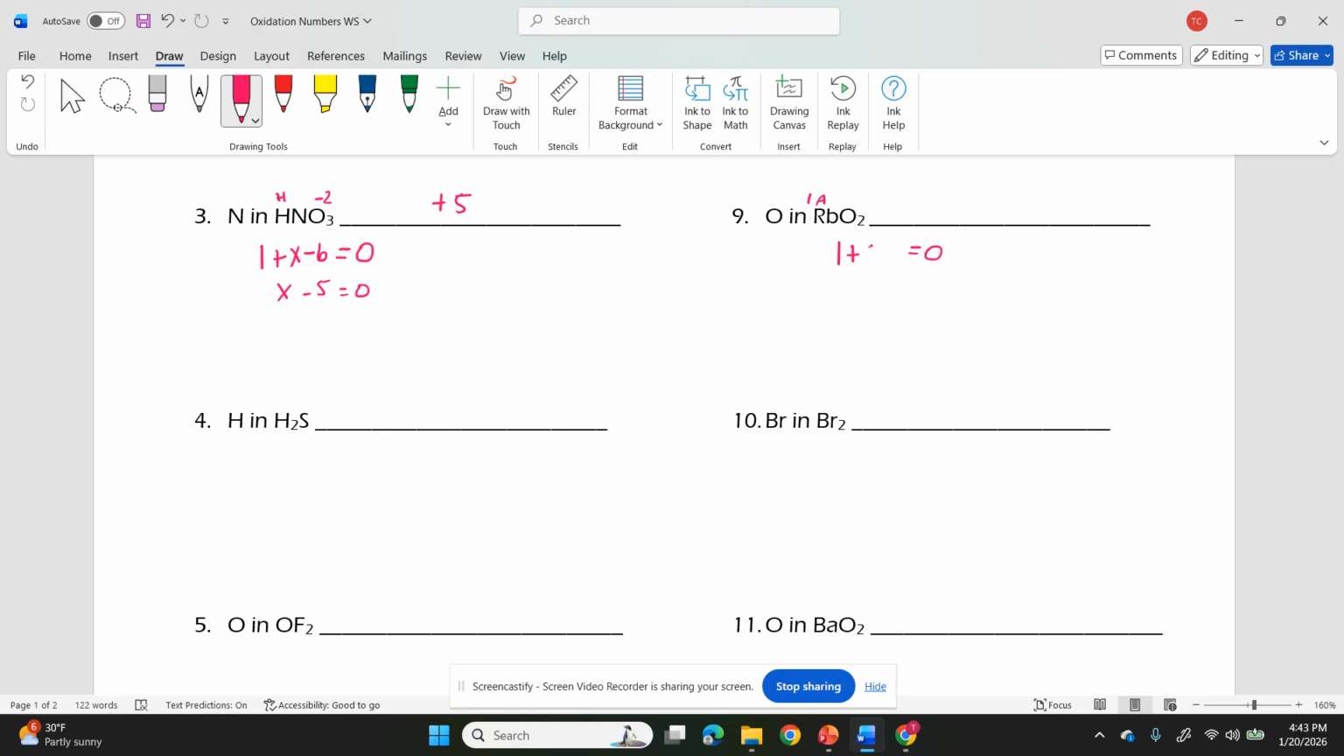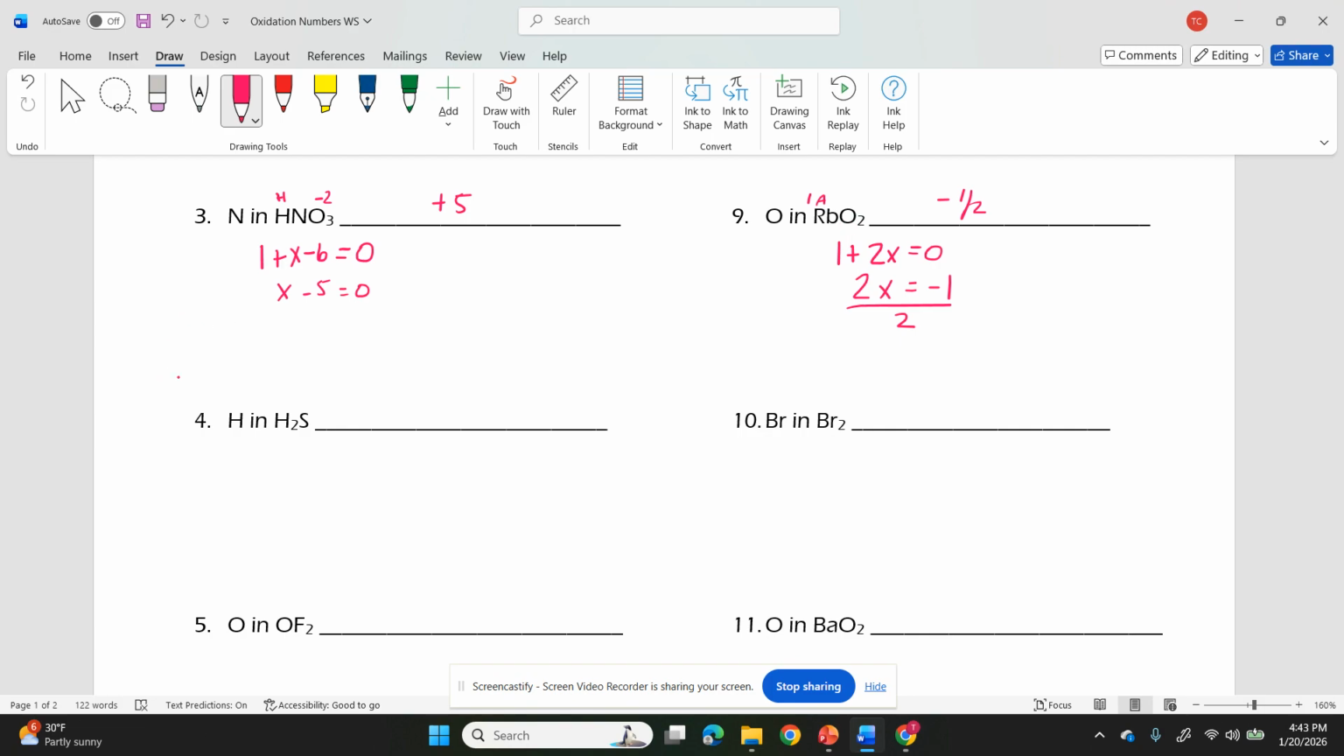Oxygen, there's 2 of them, so we have 2x, and from here we can actually solve, subtract 1 to the other side, and then divide by 2, and you actually get a -1/2. This compound right here is actually an example of a superoxide.